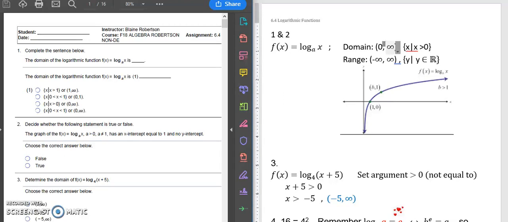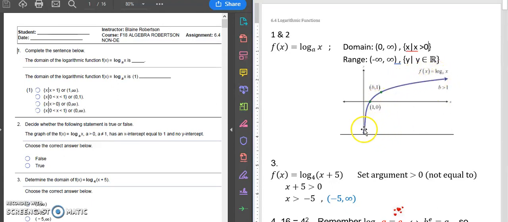All right, so here's assignment 6.4, logarithmic functions, and we're jumping right in. The first two questions ask about the function's properties in general. Over here on the right side, I have the function graphed for visual aid. You can see the graph of the function.